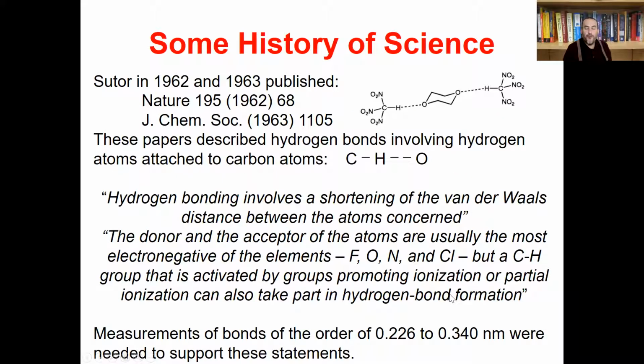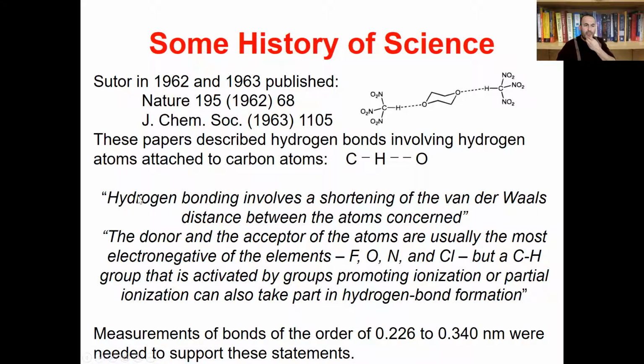Now, the hydrogen bond was first presented by Sutor in these publications that appeared in Nature and the Journal of the Chemical Society in 1962 and 1963. So that's almost 60 years ago. Sutor was the first one to talk about the existence of these bonds, and Sutor was referring to this carbon, H, and oxygen, right? This was the first time, almost 60 years ago.